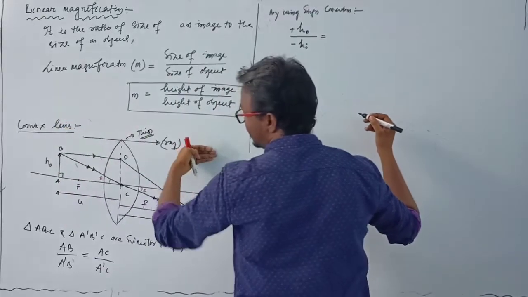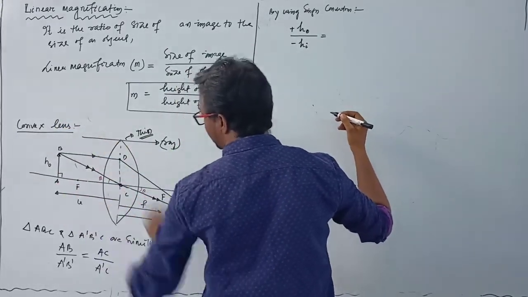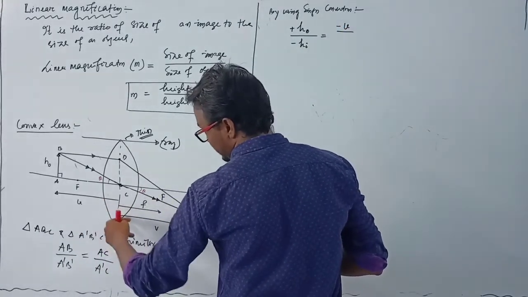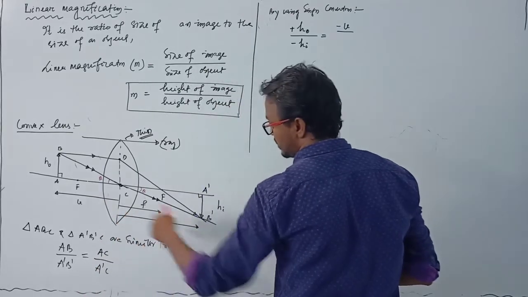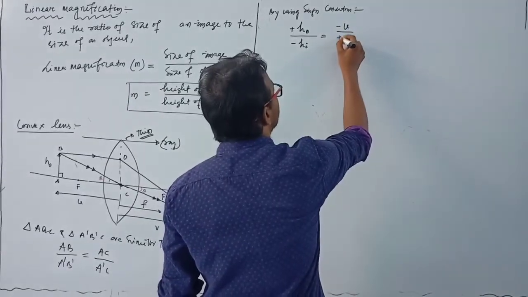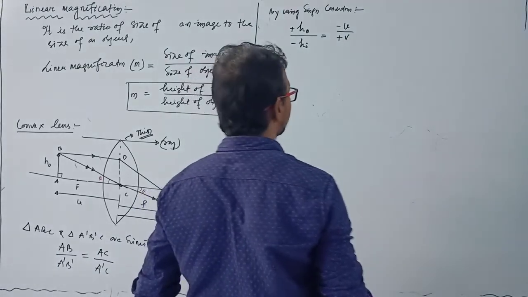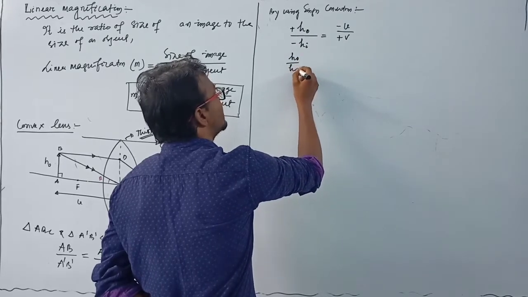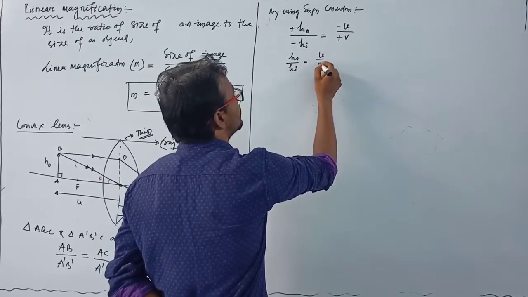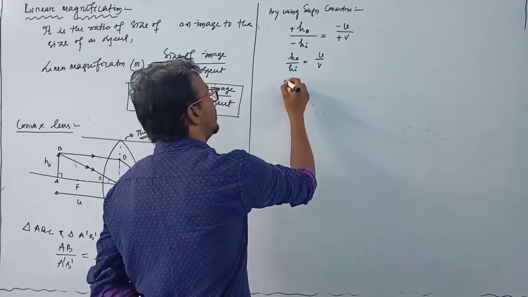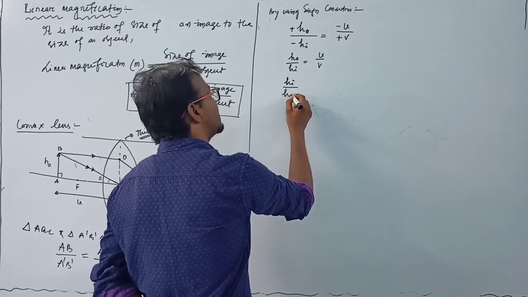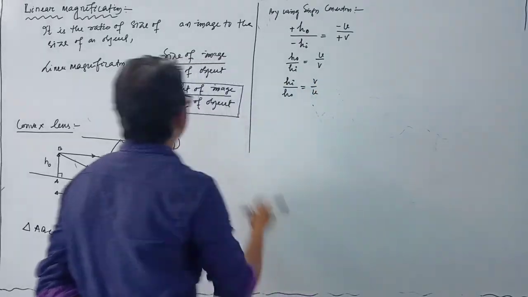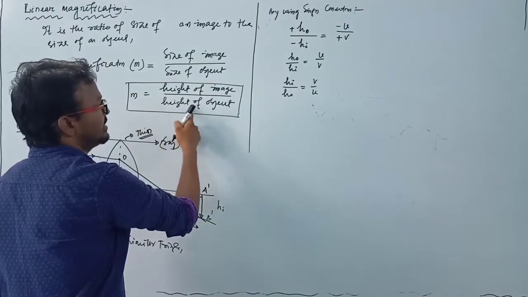This is the direction of incident ray, but we have to measure the distance opposite of incident ray. So here this will be minus u divided by, but this distance A dash C, which is along the direction of incident ray, so this will be plus v. Clear? Okay. Now you can write h0 by hi, which is equal to u by v, because minus minus cancel, or hi by h0 equal to v by u. What is hi? Height of image, divided by height of an object.